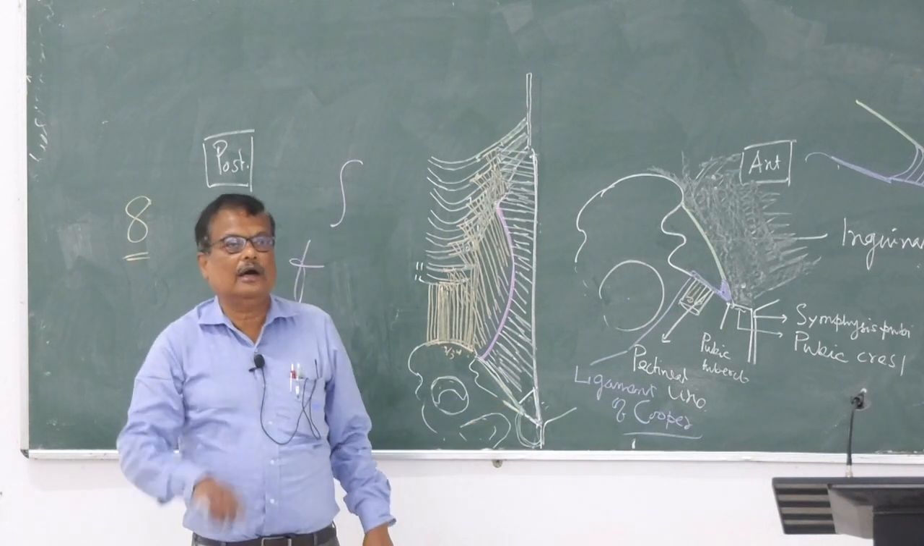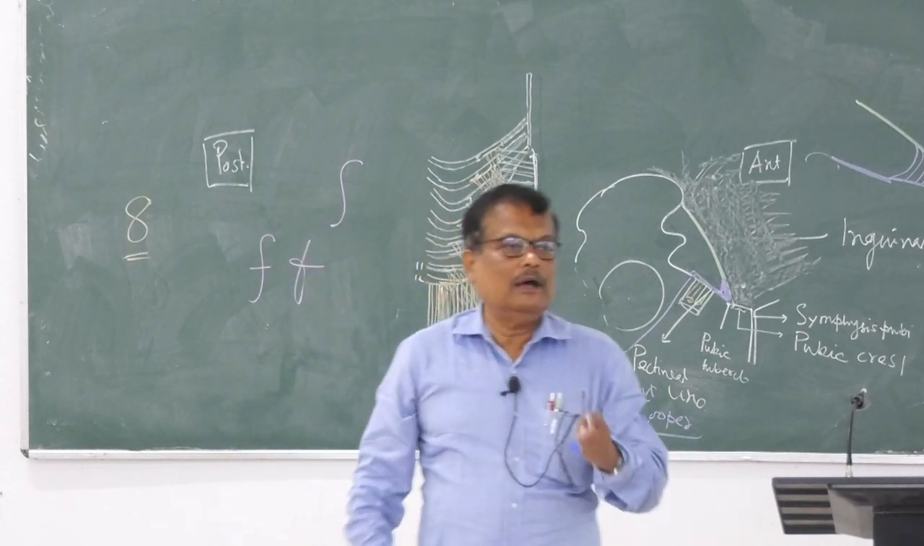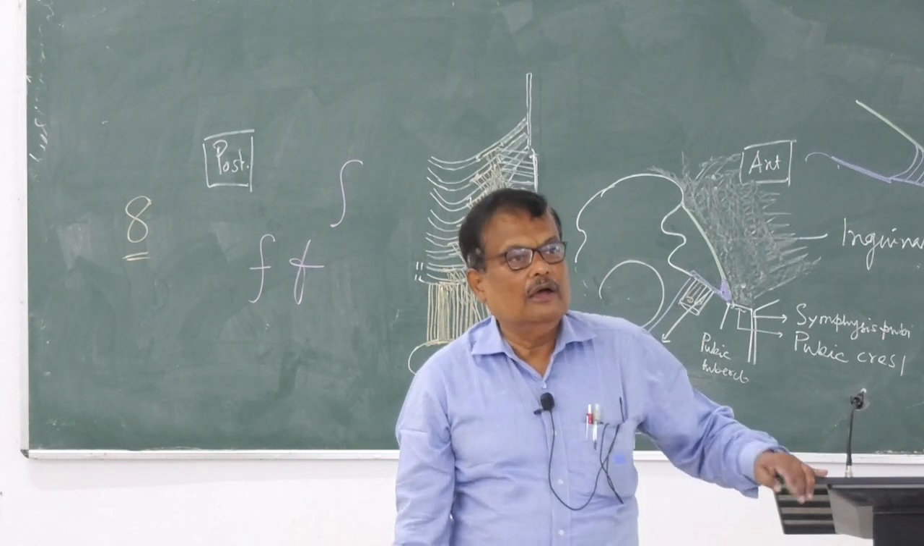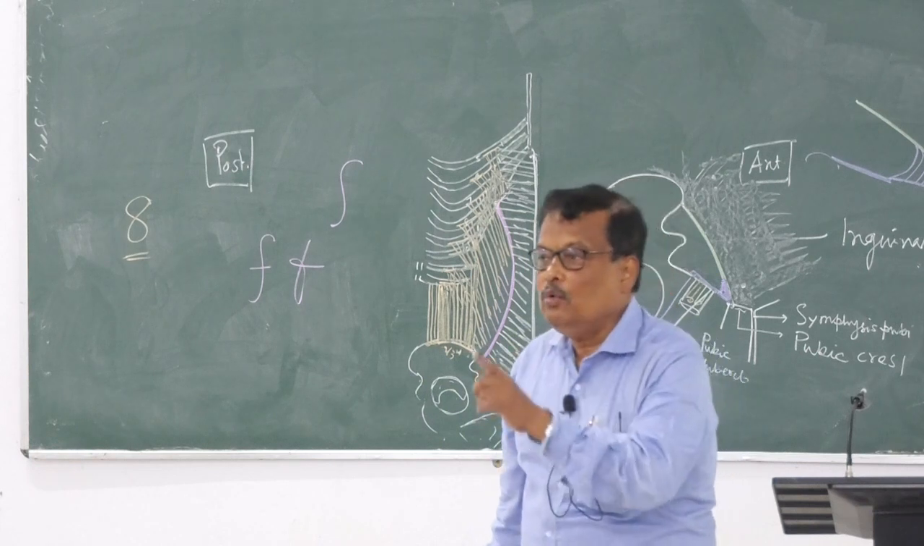And this is called the superficial inguinal ring. So it is a triangular gap.